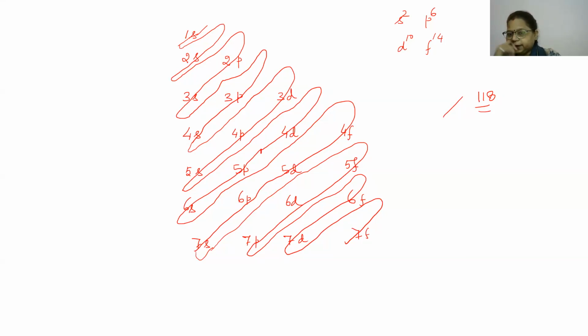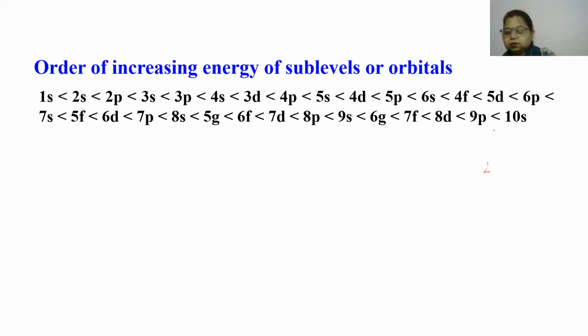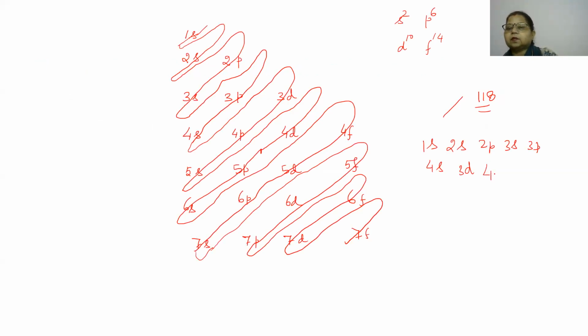Is it clear, or should I draw it again? Clear, ma'am. Okay, now we have to follow the line which we have drawn. So 1s, then 2s, then 2p, then 3s, then 3p, then comes 4s, and then comes 3d. Then 3d is followed by 4p, 5s, and it moves on.